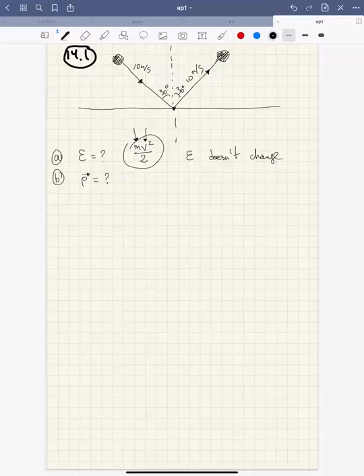Now, part B is a bit more complicated. What happens to the momentum? You have to remember that momentum is a vector. It has both magnitude and direction. So even though the speed doesn't change, the direction of the velocity changes, so momentum also changes. To find the change in momentum, we need to find our initial momentum and our final momentum.